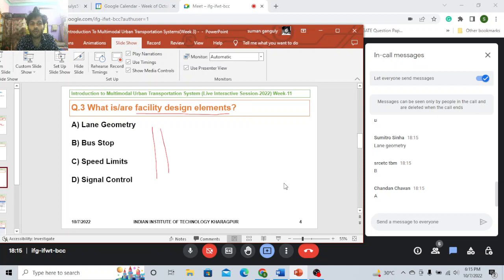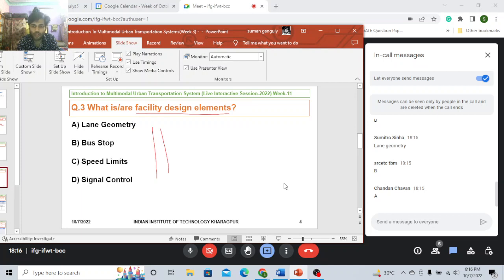So you may think that bus stop may come under the facility design elements, but how come the lane geometry? So the thing is, how many lanes do you need for your bus to run? That is something you need to design. So is it the mixed lane? What do you mean by mixed lane? Mixed lane means your bus will run on the existing lane, and there may or may not be bicycles, maybe motorized modes like autos and cars are already moving, and you want your bus to run on the same lane, right?